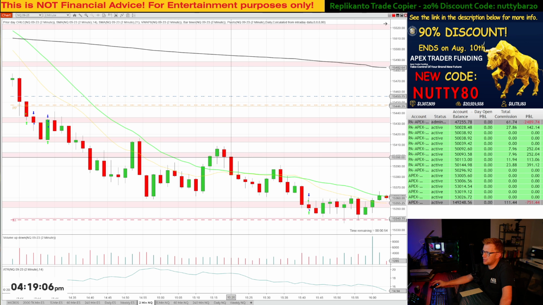Enter a limit to sell right here, everything triggered. And again, it moves so fast, I did not get filled, twice in a row. And again, that one would have been about a $900 trade. So it was unfortunate. What can you say?